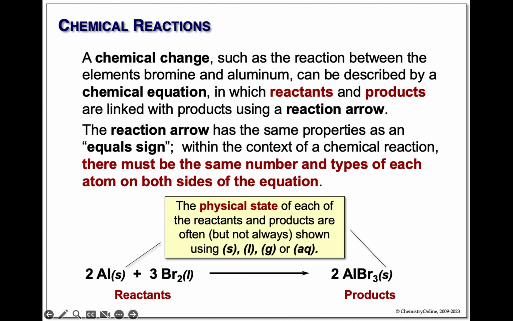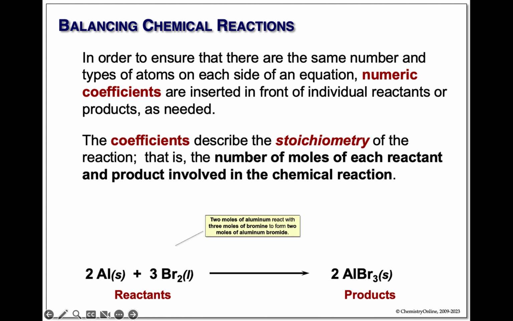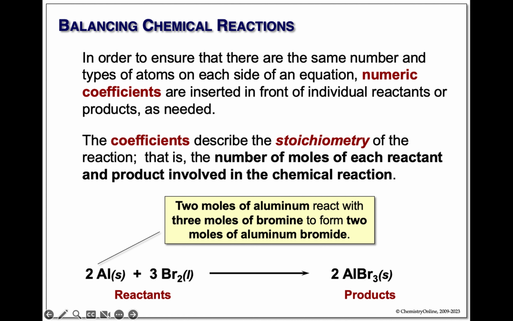Physical state. See the little S's and L's and stuff like that? That stands for the physical state of the reactant. S is solid, L is liquid, G is gas, AQ means it's dissolved in water. They're optional, but sometimes they help you understand a reaction better. In order to make sure we have the same numbers and types on both sides, we stick in coefficients. Coefficients are the big numbers in front.